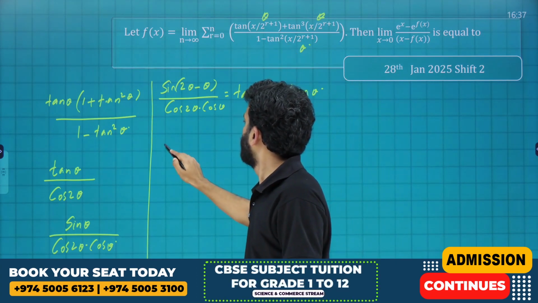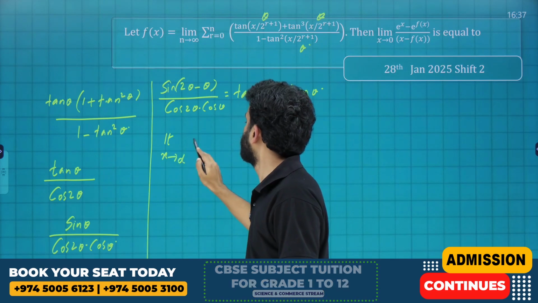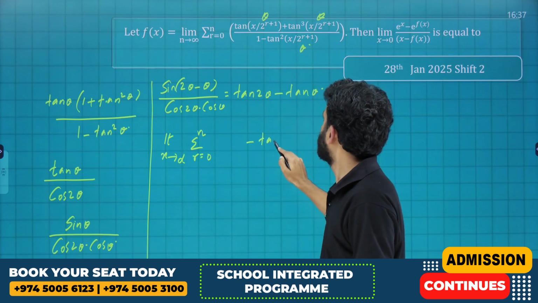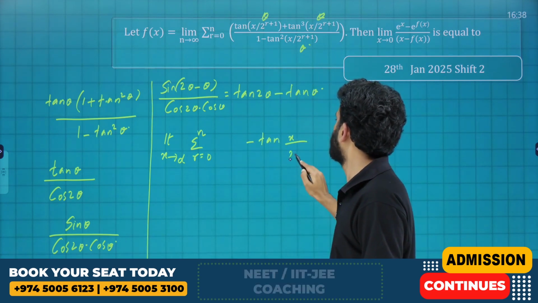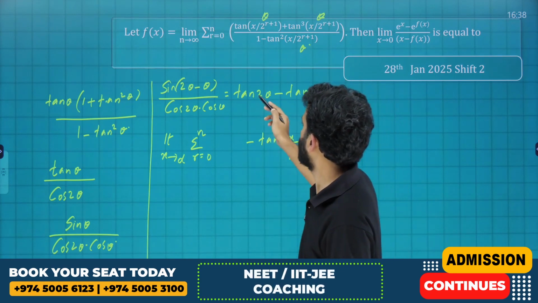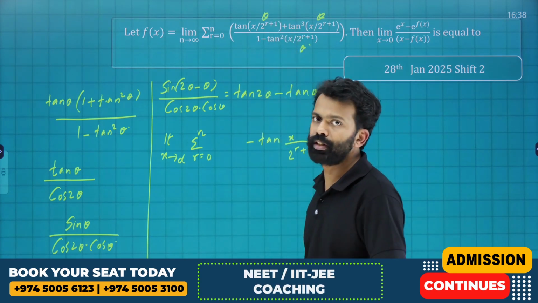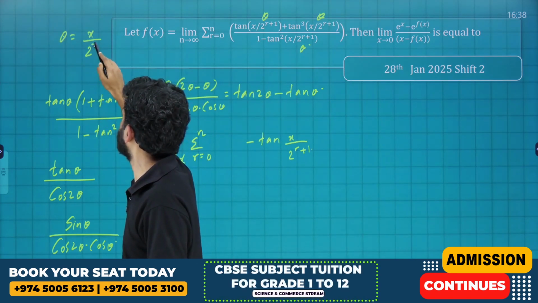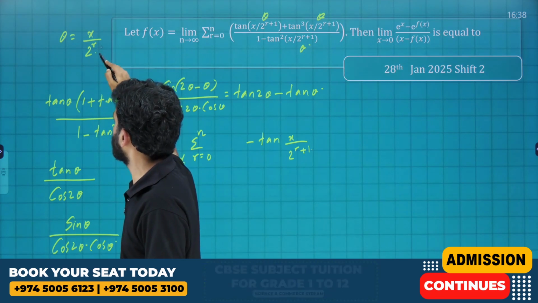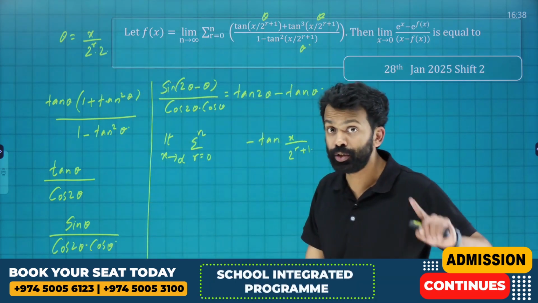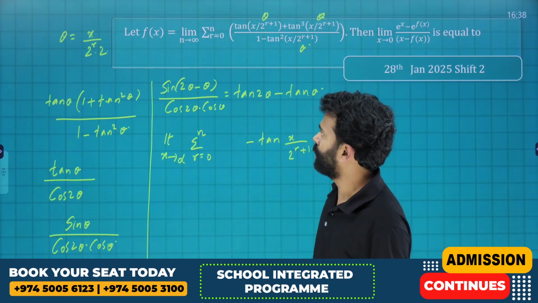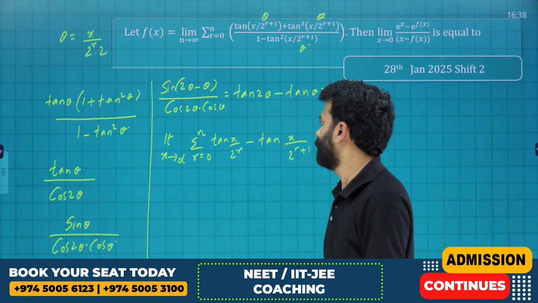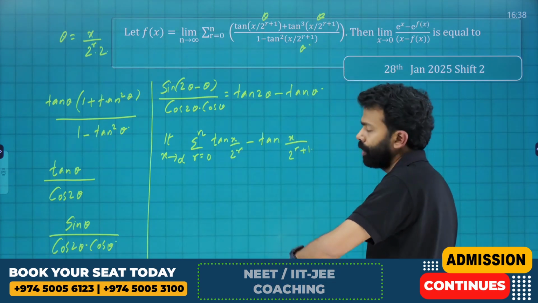Therefore it will be limit n tends to infinity, sigma r equals 0 to n, tan theta minus tan theta, where theta is x by 2 raised to r plus 1. So what will be 2 theta? If theta is equal to this, then 2 theta will be x by 2 raised to r plus 1 into 2, that is x by 2 raised to r, so tan x by 2 raised to r. The benefit of expressing like this you will get to know in the upcoming steps.